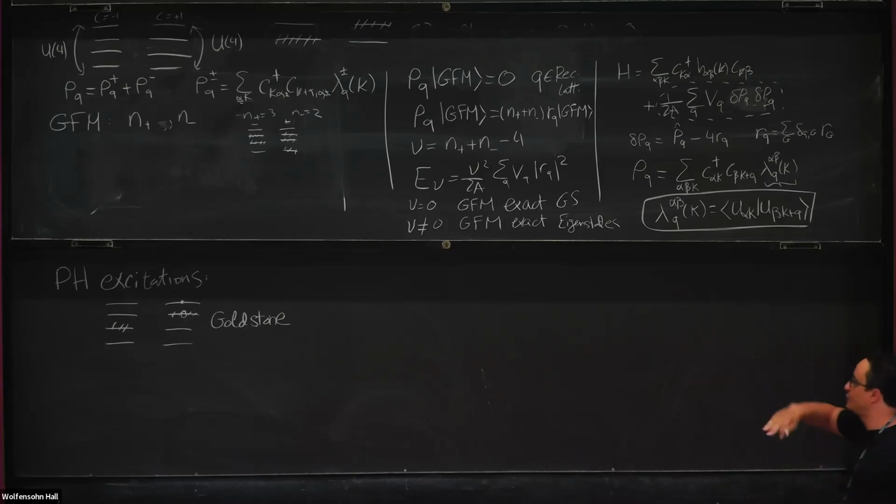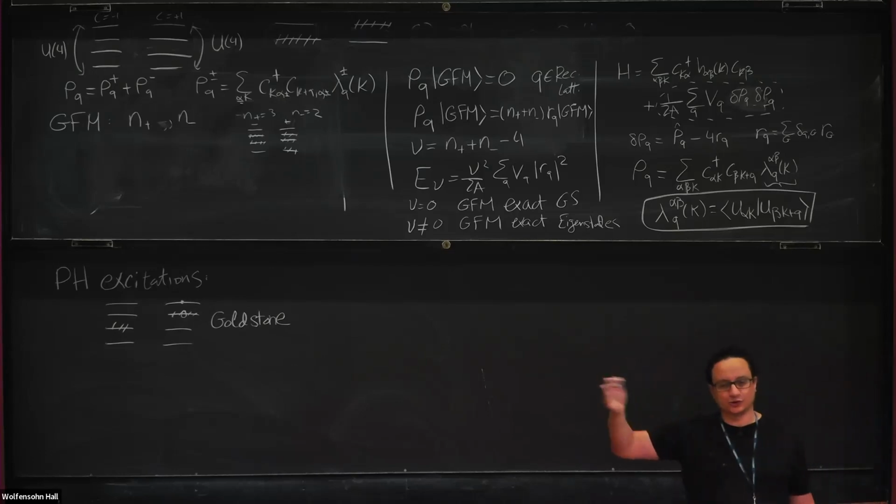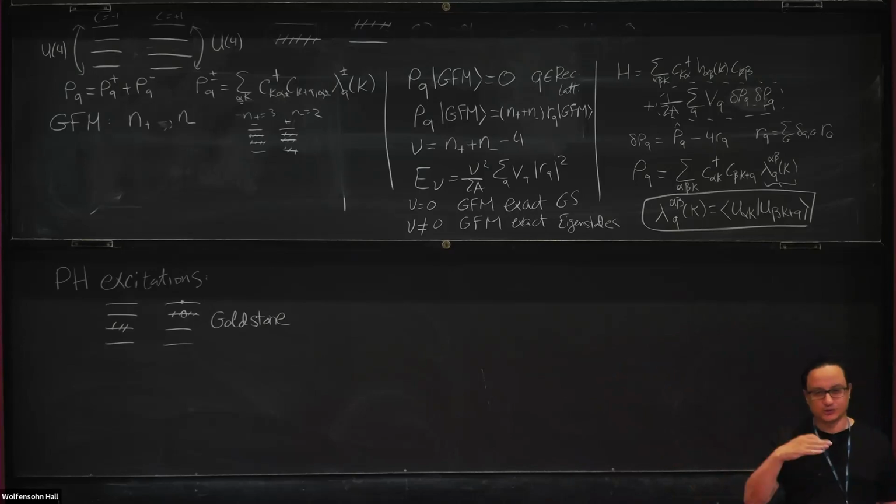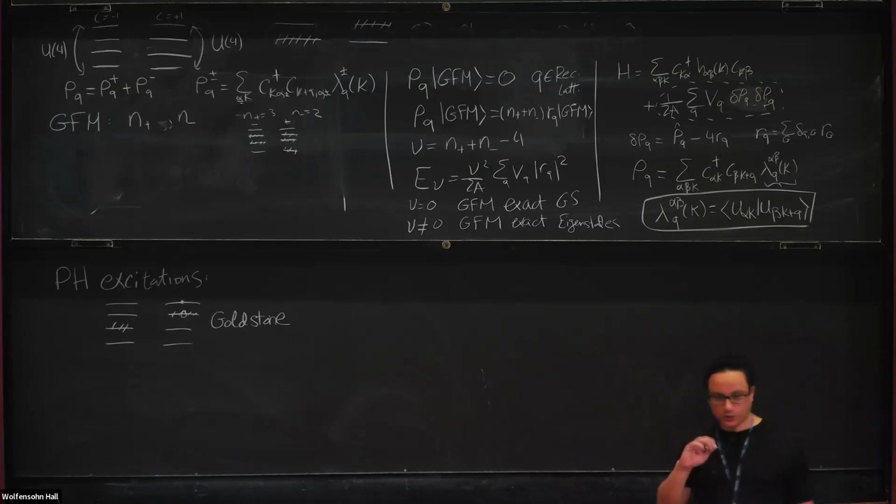And of course, some of these Goldstone modes will not be exact Goldstone modes in the real problem, because U4 times U4 is not the actual symmetry. So when you add these perturbations that break the symmetry, some of these Goldstone modes would acquire a small gap.